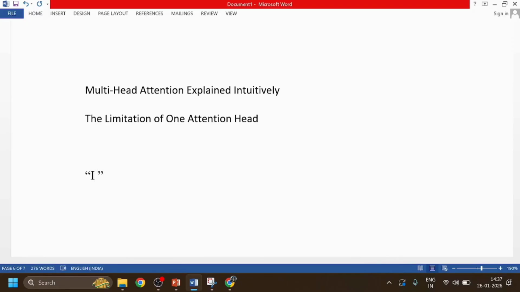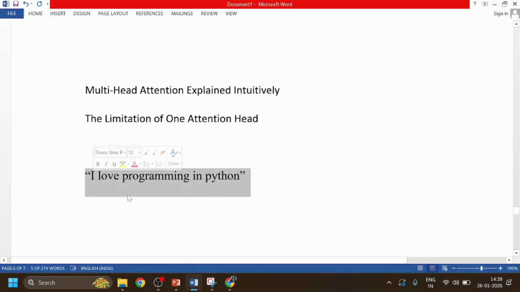I love programming in Python. In this sentence, I love programming in Python, one relationship is subject to verb. Another is activity to tool. One head cannot capture all of this well.